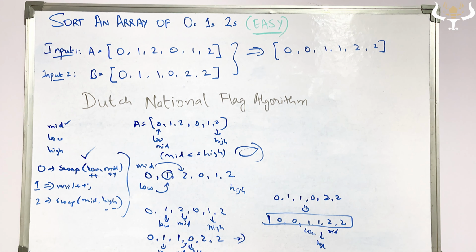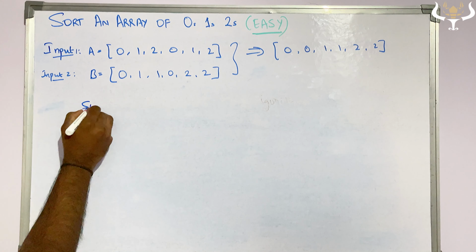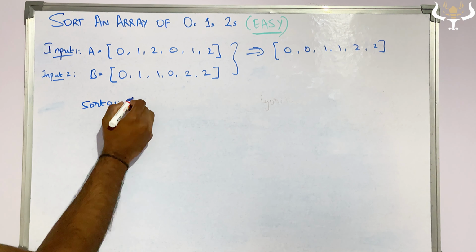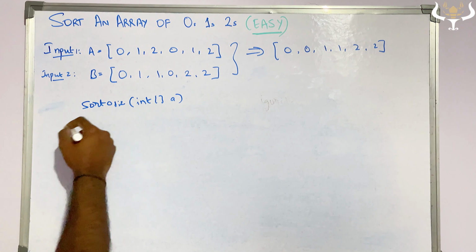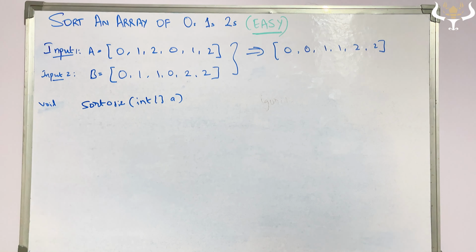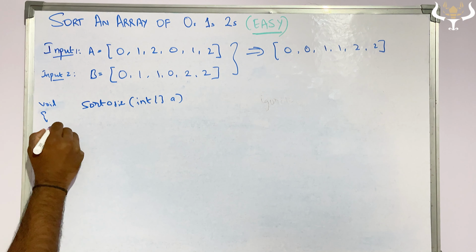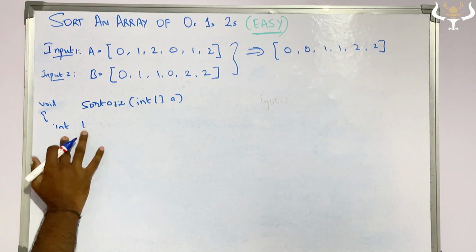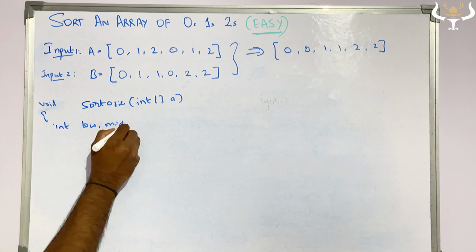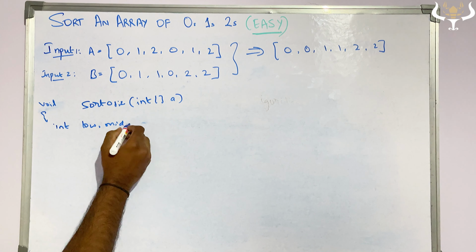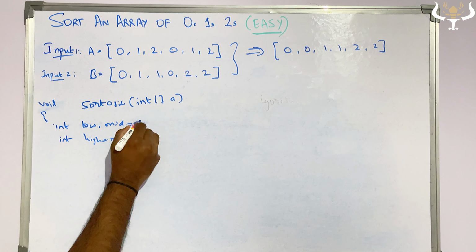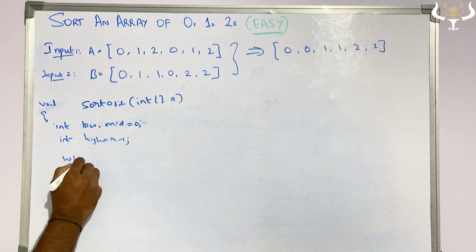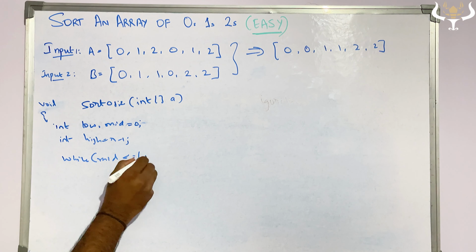So let's see the Java implementation for the same. Sort 0, 1, 2. I'll take an input array and I need not return anything. You can return an array, or you can just sort this and print it there itself. I'll have to just maintain the pointers, low, mid, these two to 0, and int high to n minus 1. I'll have a condition while mid is less than or equal to high.